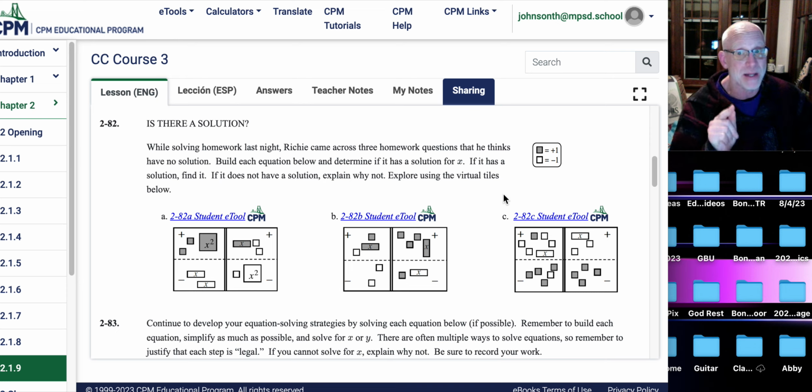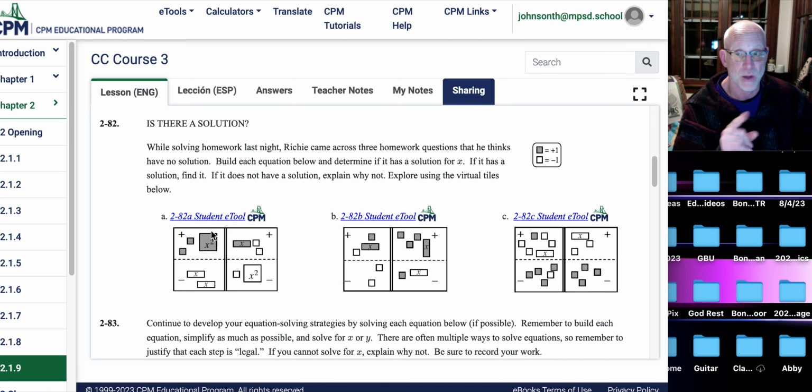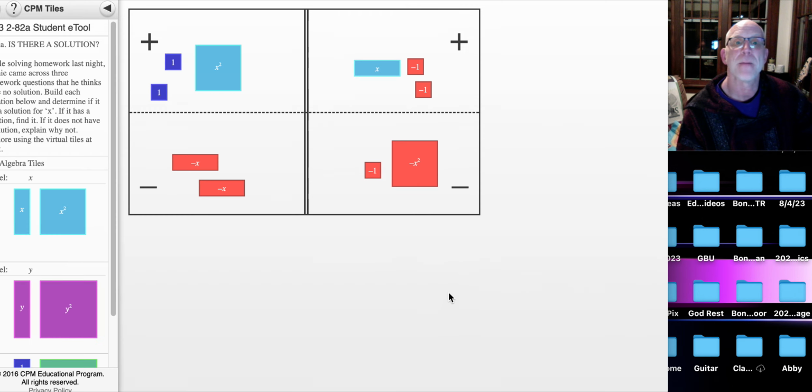So one of these might not have a solution. And that's one of the things that we wanted to identify yesterday as a success criteria. Can you identify when an equation does not have a solution? So we looked at the first one, and what do we see?